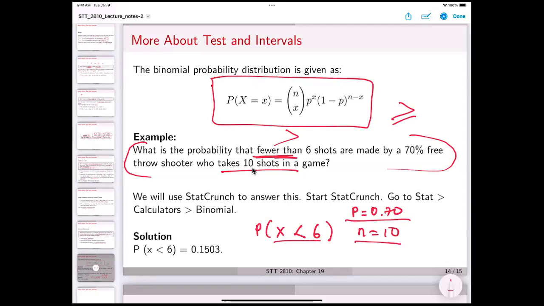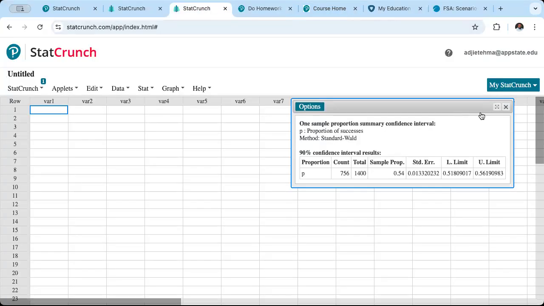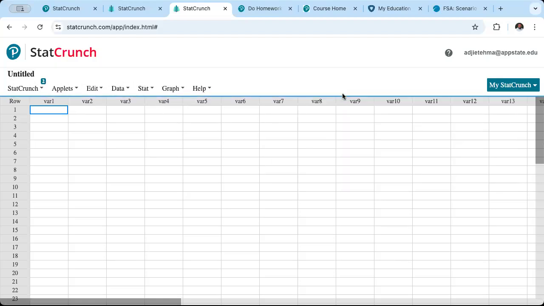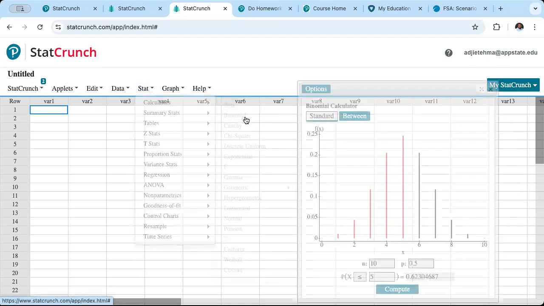Is that okay? Okay. So now let's open StatCrunch and do this in StatCrunch. You realize it's very easy to do it in StatCrunch. So let's do this in StatCrunch. Okay, so we have StatCrunch here. To do the binomial, you have to go to Stats, Calculators, Binomial. Stats, Calculators, Binomial. Is that okay? Stats, Calculators, Binomial. You click on that.